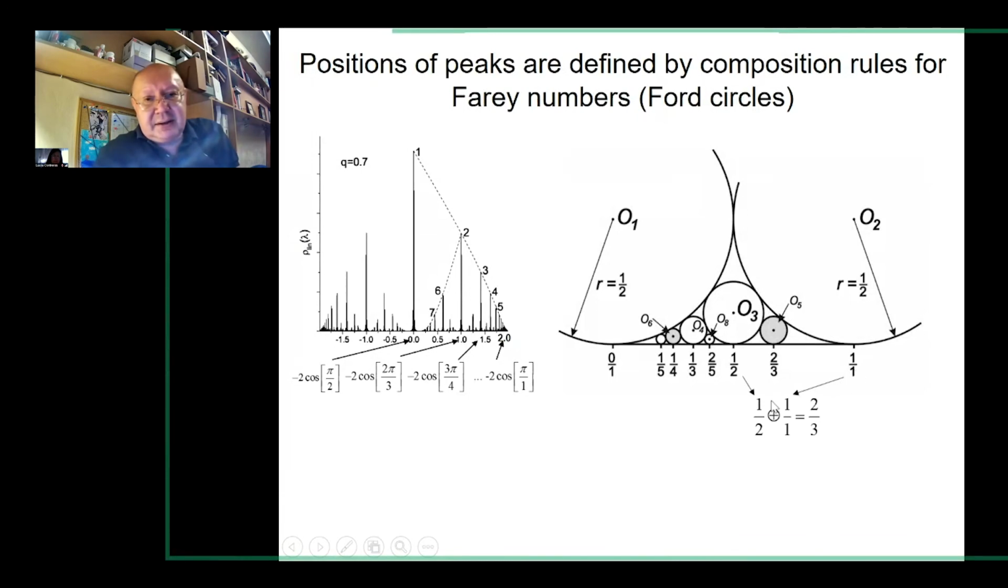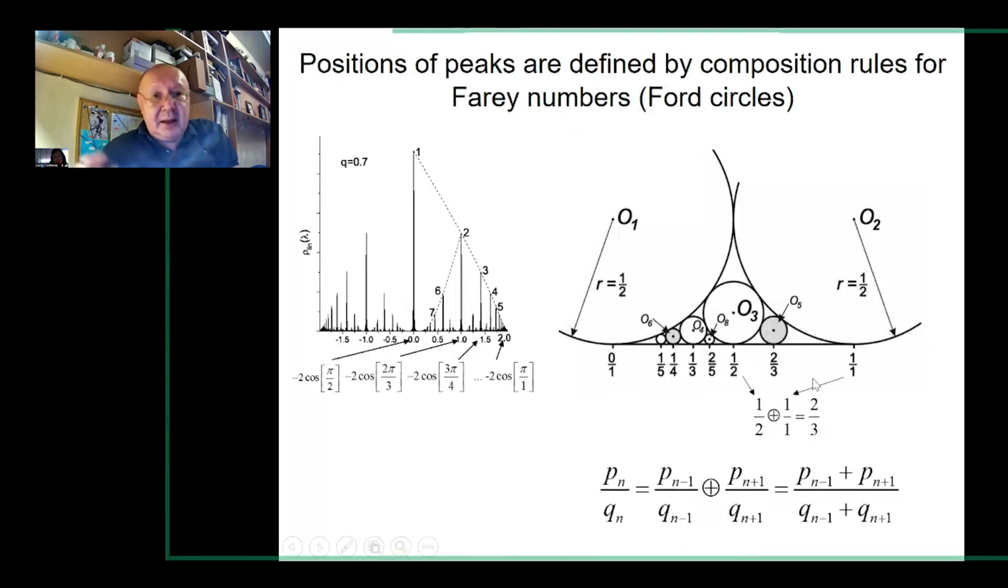And the answer is nice. In order to get the position of the center, you should do the following. You should take two nearest neighbors, 1/2 and 1/1, and then sum the numerators and denominators like that. So you get 2/3, and that is the answer. And 2/3 you should understand as a real fraction. And this works. For instance, if you take this small one, then in order to get its position, you should take 1/3 plus 1/2, you sum 1 plus 1, and you sum 3 plus 2, and you get 2/5.